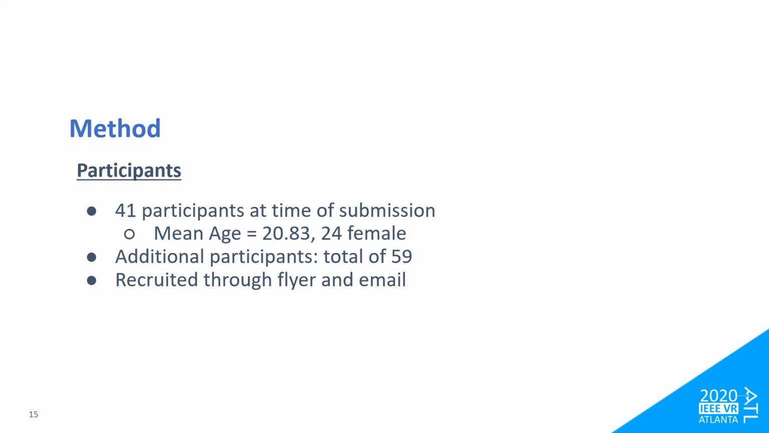At the time of the submission and data analysis, we have recruited 41 participants. The mean age of the participants is between 20 and 21 years old, and with 24 female participants, the male to female ratio is largely 1:1. Most of the participants are college students, with a handful of exceptions of faculty members and community members. We aim to recruit additional participants to make a total of 59.